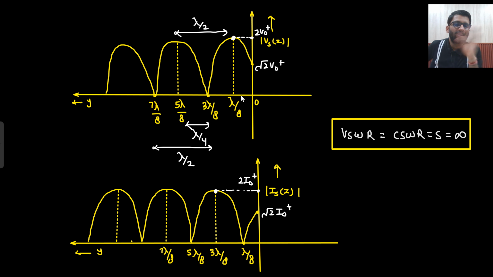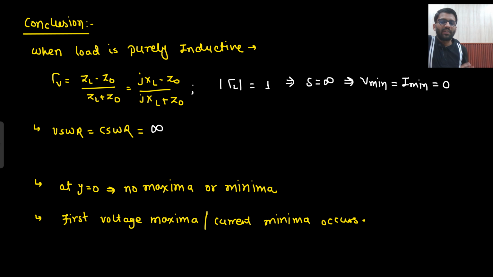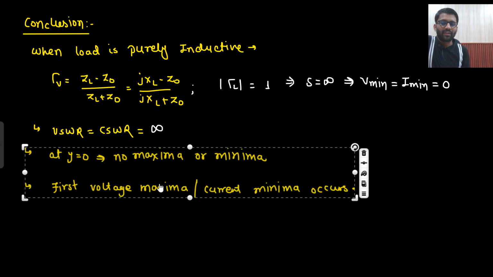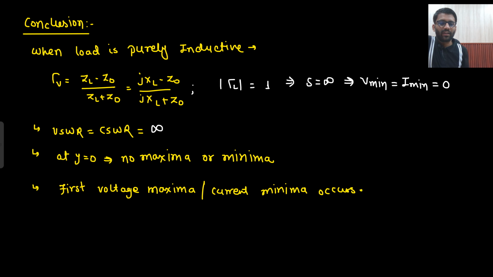Now what do you think will happen in a capacitive load? In a capacitive load, first voltage minima will occur and current maxima will occur. Okay. So these kinds of results are very important, I would say. And people just mug it up, they don't even understand it. But now we are understanding every single thing.